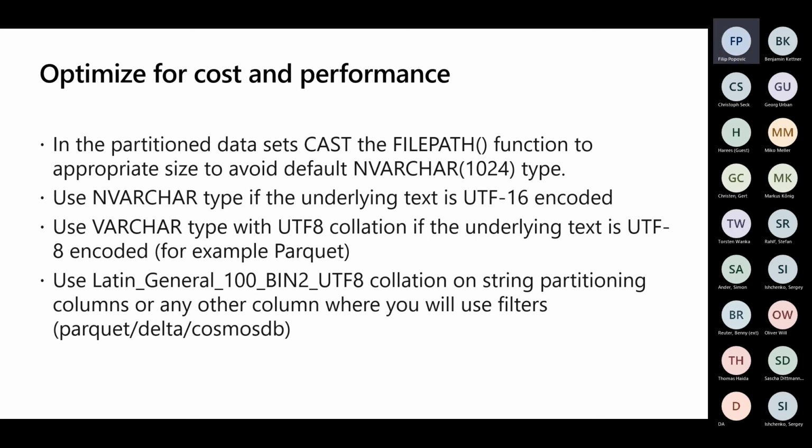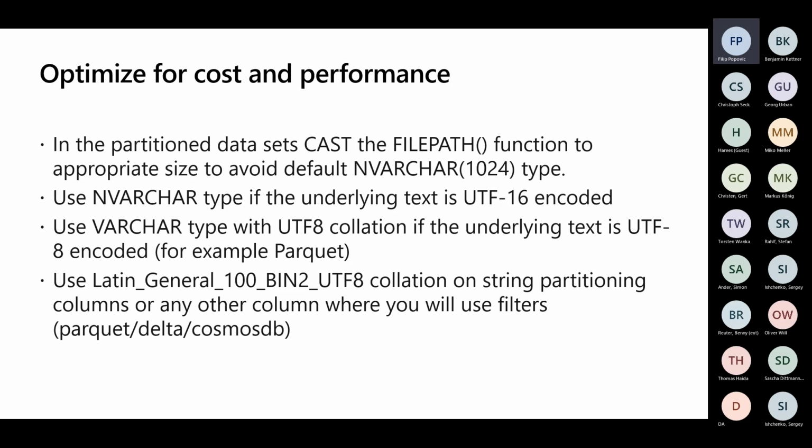And now I'm coming to a performance tip. Use Latin1_General_100_BIN2_UTF8 collation on string columns, or any other partitioning or any other column where you use filters. And this is especially important for row group elimination. And now I will explain why. Obviously, UTF-8 is important because UTF-8 is used as encoding in Parquet. BIN2 meaning it's binary sorted. So basically, that's the native way that Parquet data is stored.